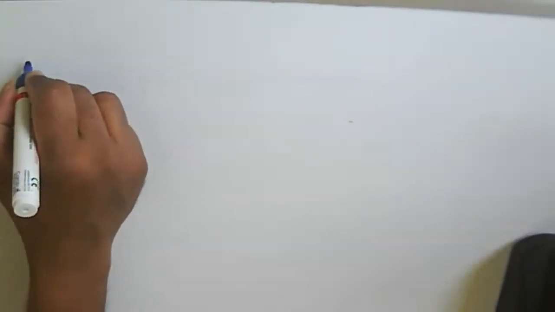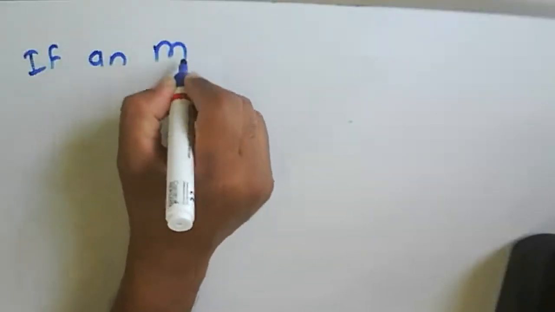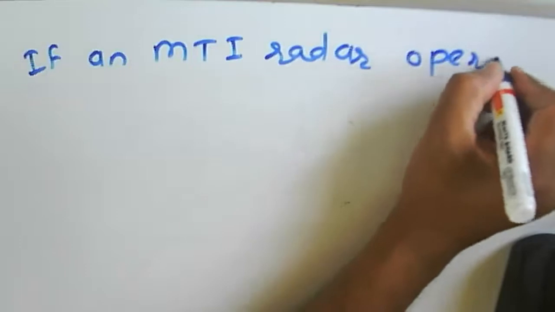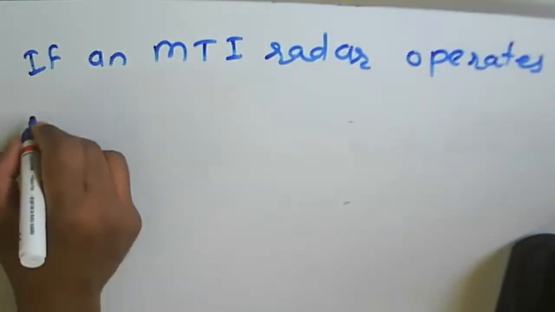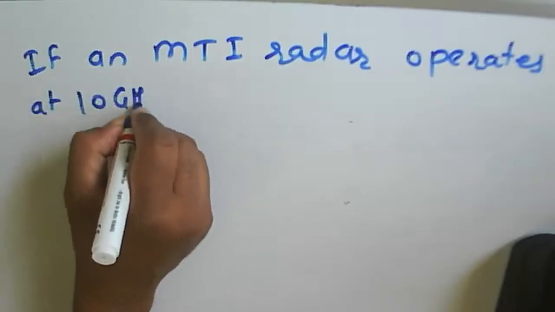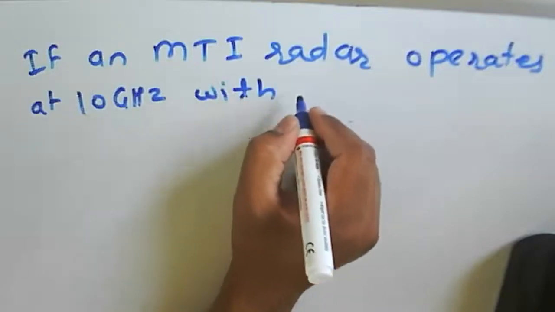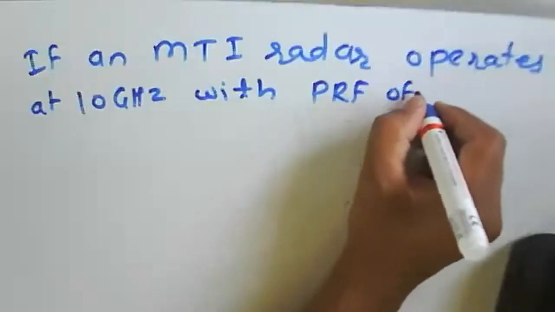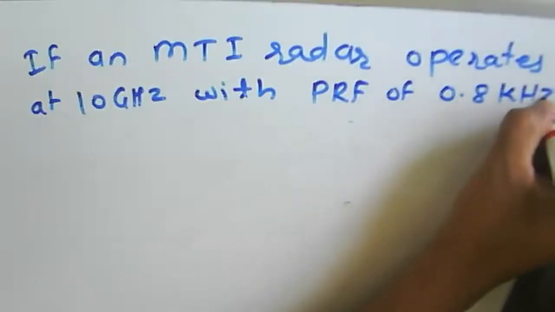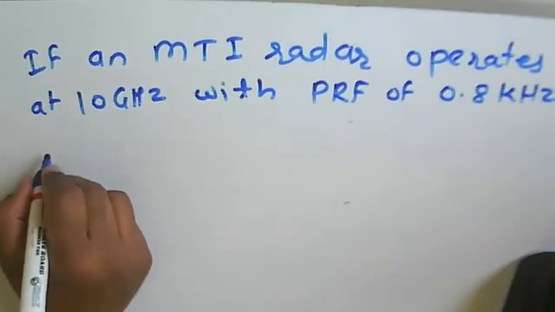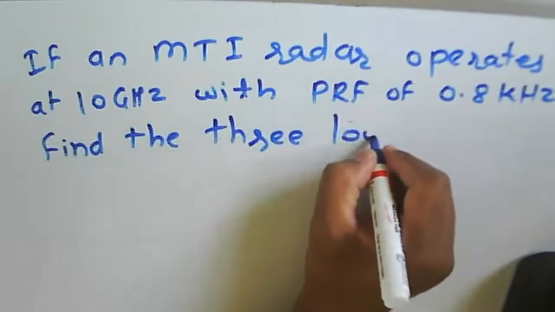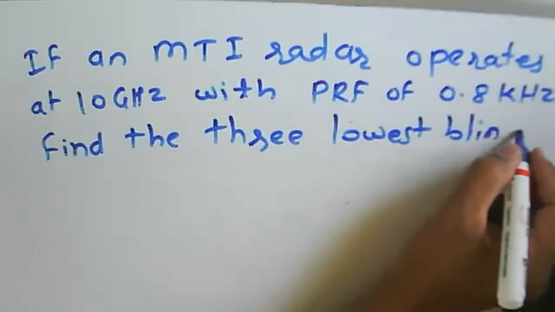If an MTI radar operates at 10 gigahertz with a PRF, pulse repetition frequency, of 0.8 kilohertz, find the three lowest blind speeds.